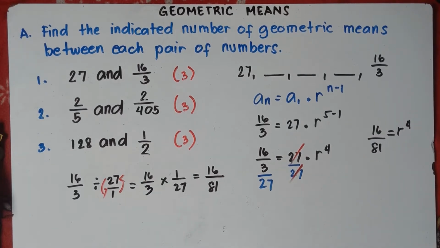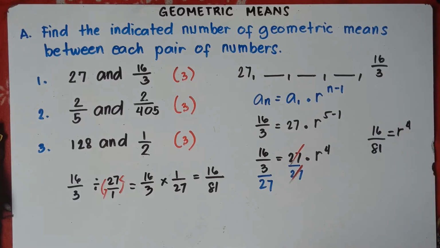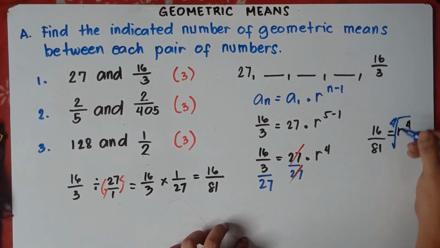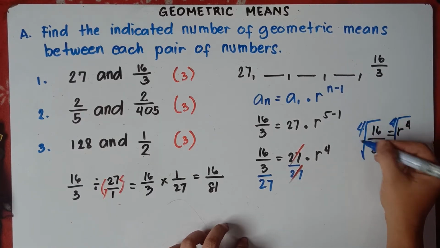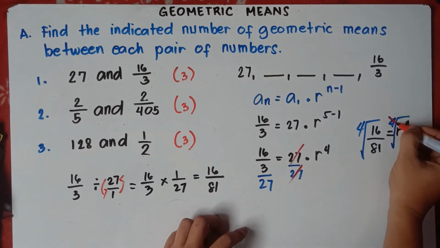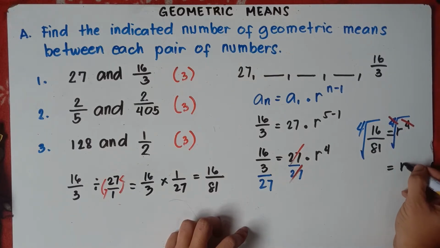Next step, class, is we need to extract the 4th root of both sides so that we can cancel this exponent 4 and eliminate it. Alright, so on the right side is r.